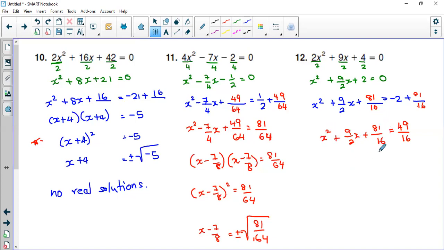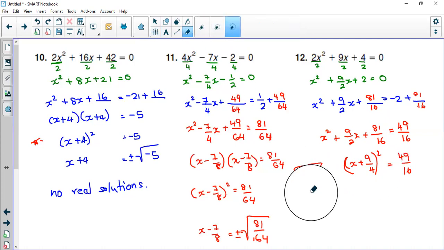Now I'm going to factorize this. How am I going to factorize this? Simplify the square root of 81 over 16. So the square root of 81 over 16 is going to be 9 over 4. How am I going to write this? It's going to be x plus 9 over 4, x plus 9 over 4, which can also be written as x plus 9 over 4 whole square equals 49 over 16, right?